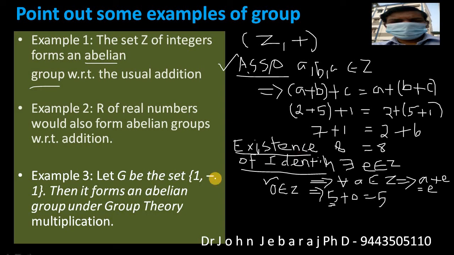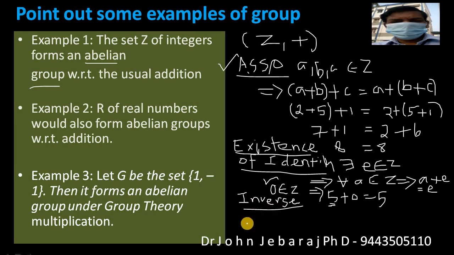The next condition is the inverse. For each and every element, there should exist an inverse element. Am I correct? So let us discuss that. Inverse. Can you tell me here what is that? Is that a set of integers? Therefore, there exists.